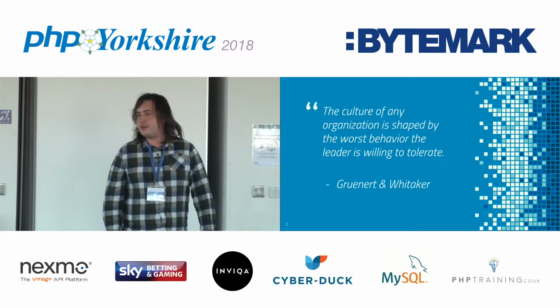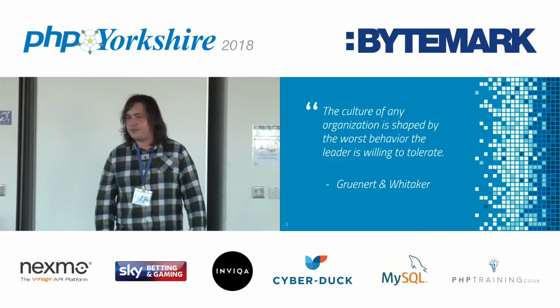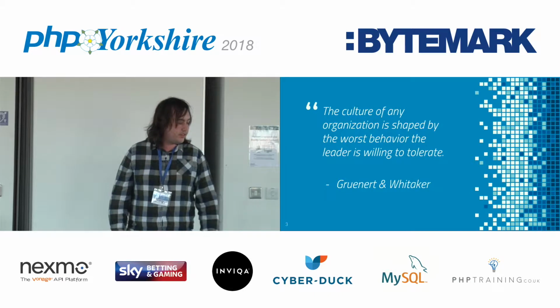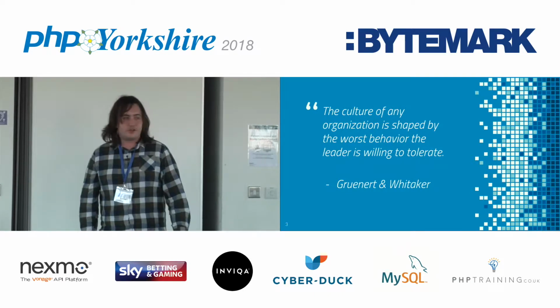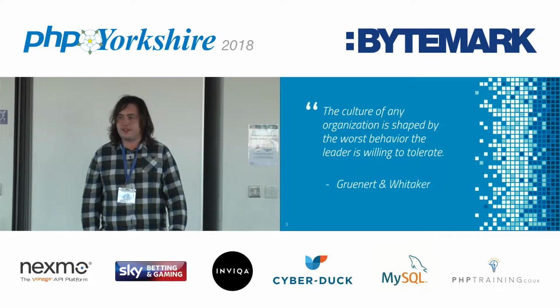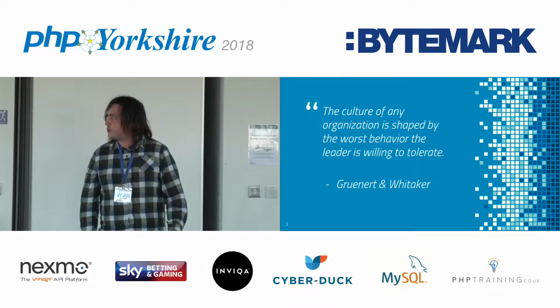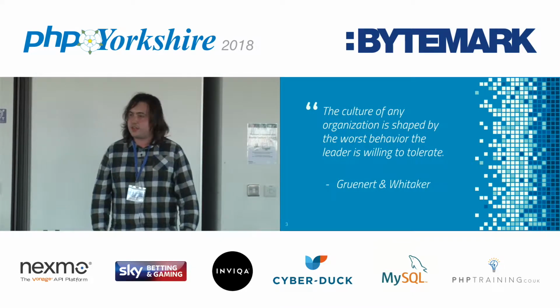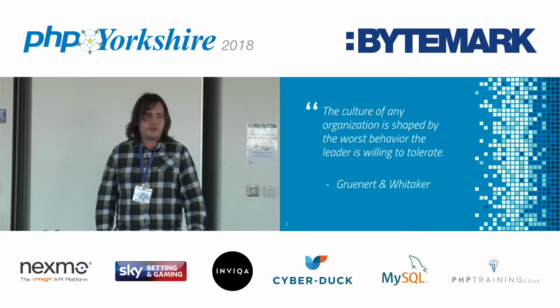So this quote, I heard it a while back and it really stuck with me. The culture of any organisation is shaped by the worst behaviour the leader is willing to tolerate. The same is true for code bases. So the culture of your code base is shaped by the worst behaviour that the CI process is willing to tolerate. So if your CI process will tolerate bad code, you're going to get bad code.